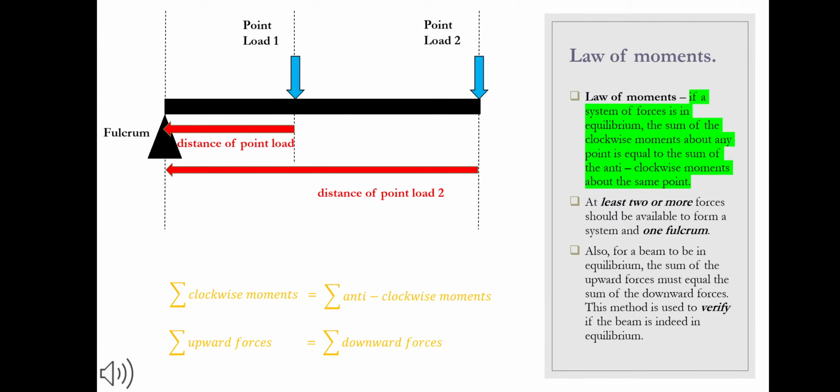The law of moments states that, if a system of forces is in equilibrium, the sum of clockwise moments about any point is equal to the sum of the anti-clockwise moments about the same point. Because we need to know if the system is in equilibrium or balanced, we therefore need to have forces pointing down and forces pointing up on the same beam. Equating these nature of forces, we will then be able to determine if the system is balanced or not. For the system to be balanced, the sum of upwards forces must equal the sum of downwards forces.